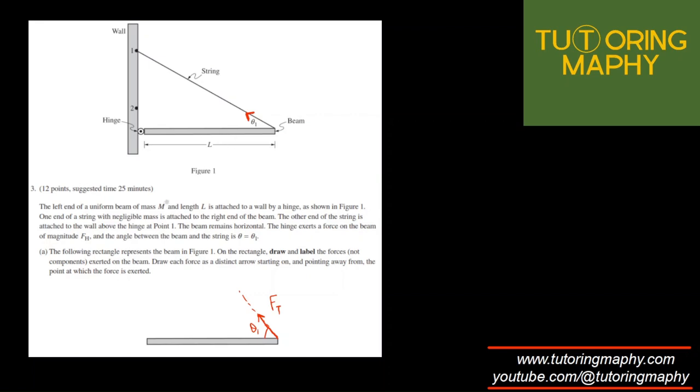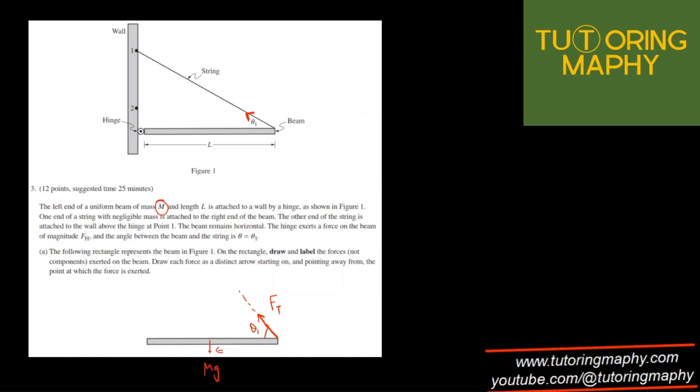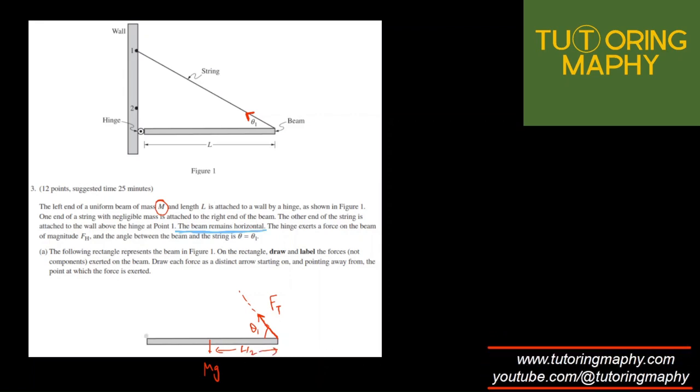The beam is uniform of mass m and length L. So there will be an mg which is exactly at the center because that's uniform. So that's going to be mg, which is at a distance of L over 2 from either side. Finally, we have the force of the hinge.